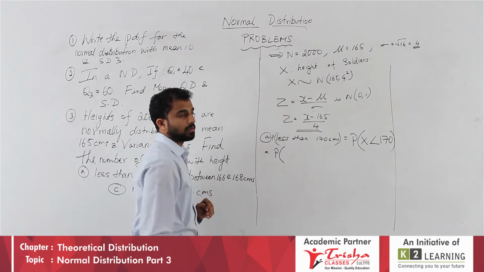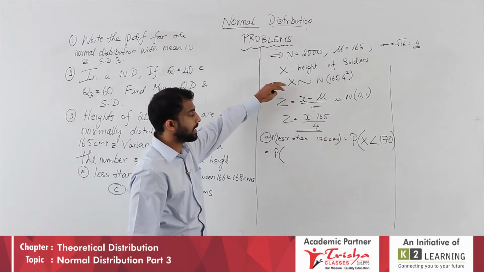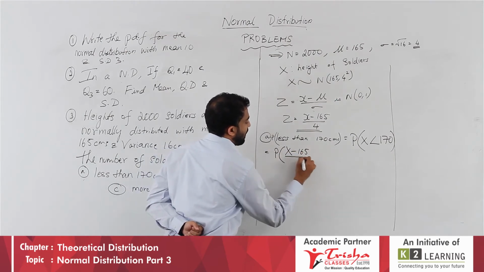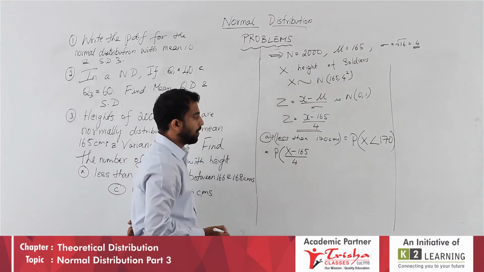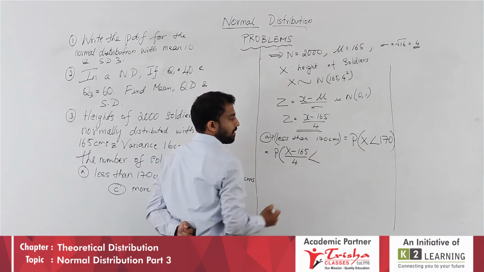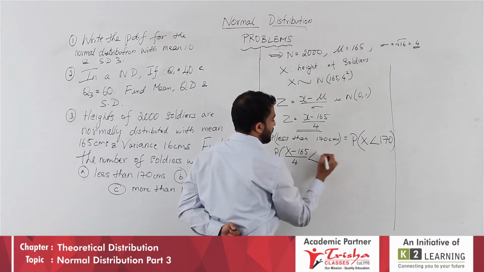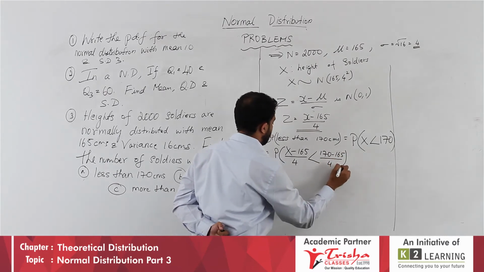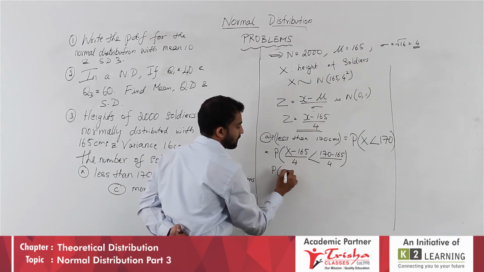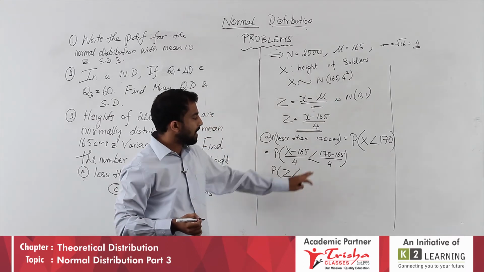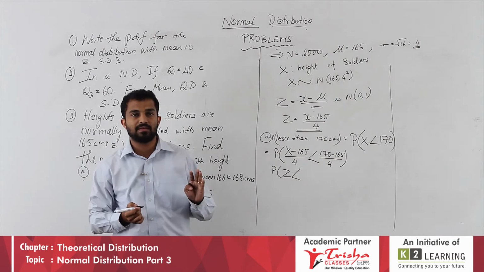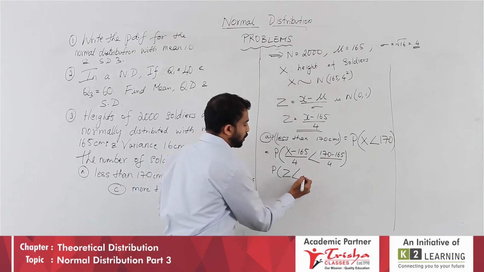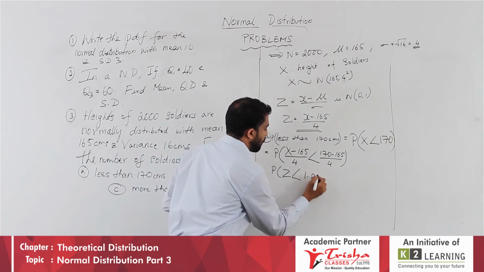P of, don't forget how to substitute. Wherever there is x, we substitute the normal variate formula. X minus mu, which is 165, divided by standard deviation 4. Put the symbol that is given, less than. Now wherever there is x, write 170 minus 165 divided by 4. Simplify this, students. This is Z less than 170 minus 165, which is 5, and how much is 5 divided by 4? You should get 1.25.